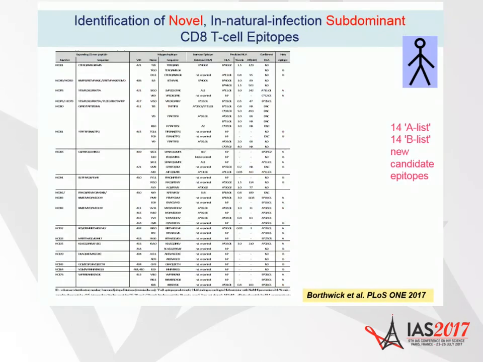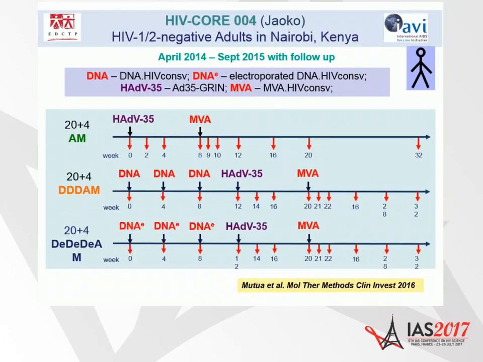Because these conserved regions are naturally subdominant, if we take them out of the context and use efficient vaccine delivery as chimp adeno prime MVA boost, we are inducing novel epitopes. Indeed, in the first vaccine that we look at, we have identified 28 novel epitopes which haven't been described before. This is going to be important, for instance, as an early indication of vaccine efficacy. So the second trial, we then took this strategy to Africa, to HIV-negative adults.